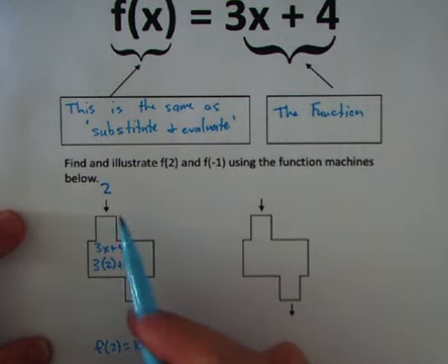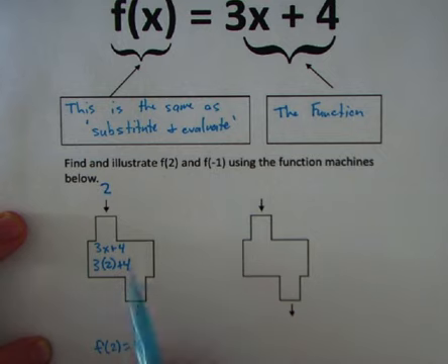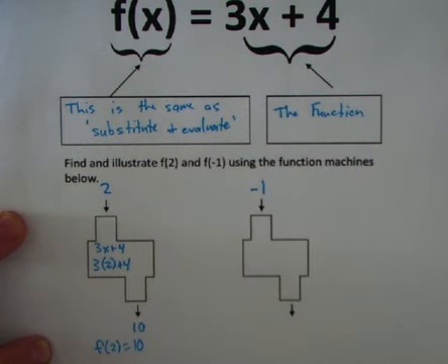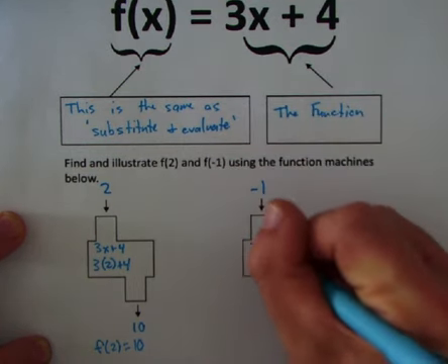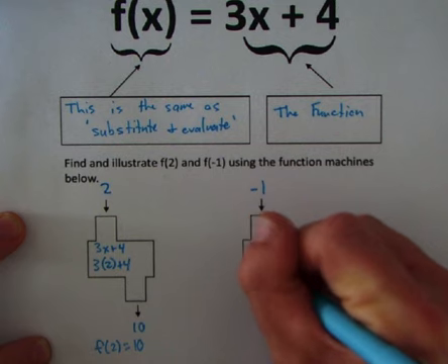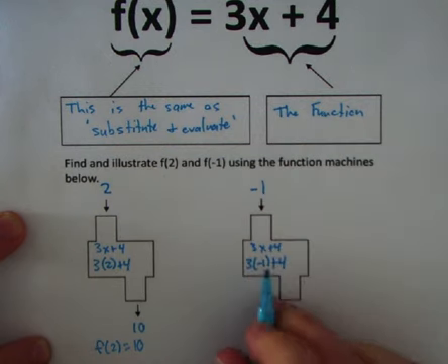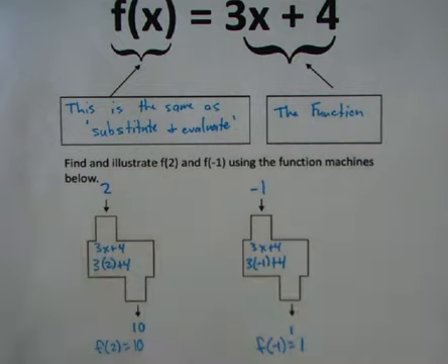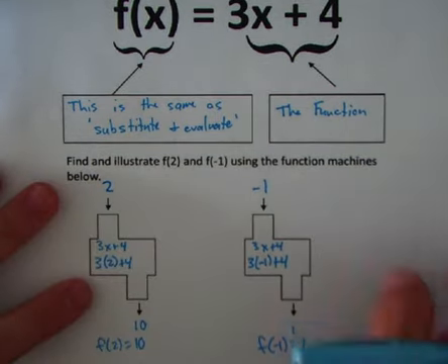So 2 was our input. That's what we plugged in for x. 10 was our output. 2 comma 10 would be our ordered pair. Okay? How about negative 1? What if we plug negative 1 in for x? Well, 3x plus 4 is our function. 3 times negative 1 plus 4. 3 times negative 1 is negative 3. Negative 3 plus 4 is positive 1. So f of negative 1 equals positive 1. See how that works?